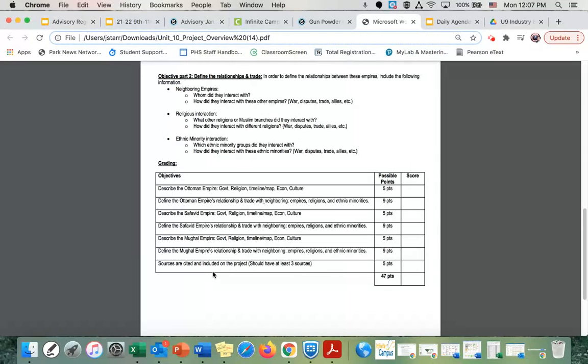How did they interact with the minority groups inside their empires? These empires are massive multinational empires. There are different ethnic groups. There are different nationalities of people living inside these empires. How did they deal with them? All right, it's kind of the big one there.